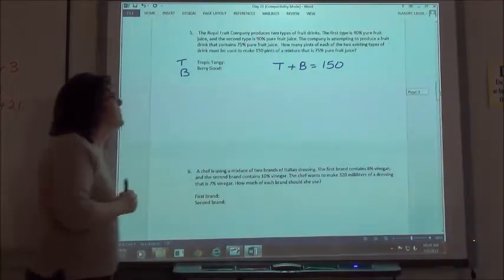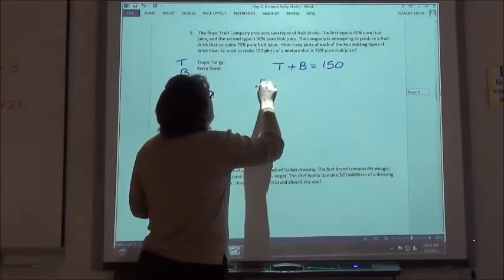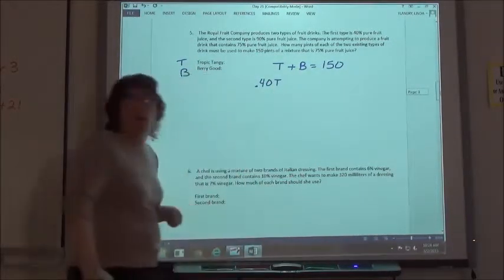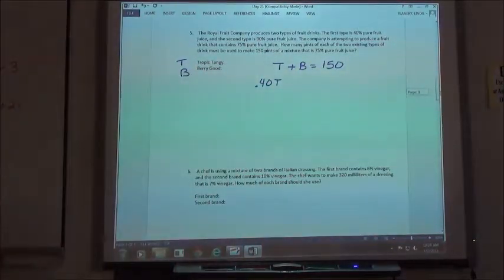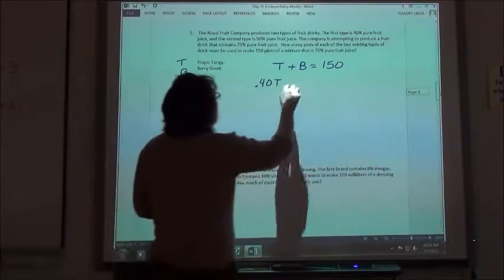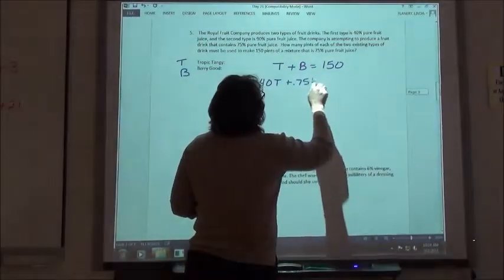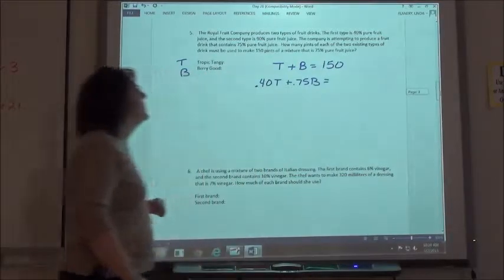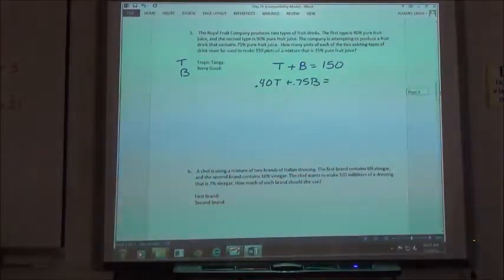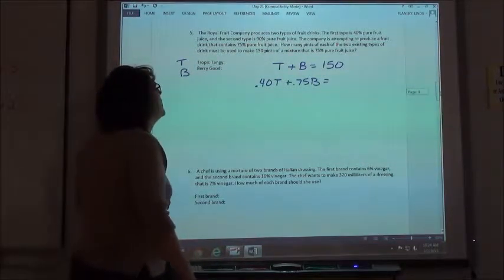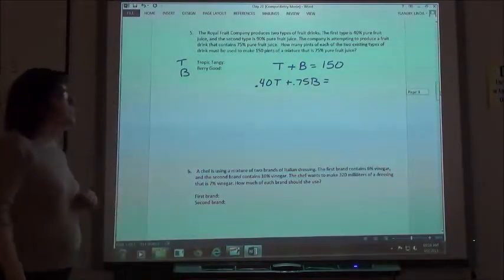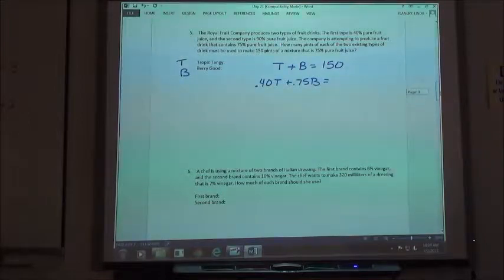Okay, 0.40 T, or you could just use 0.4. It's the same thing as 0.40. Plus 0.75 B equals 150? No, equals... I don't know. How did we get that number before? How did we get the 78, I think it was, on the previous problem?